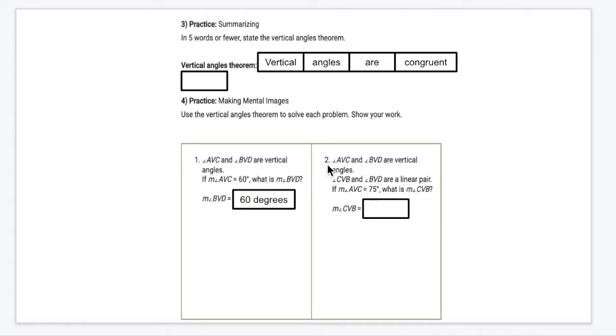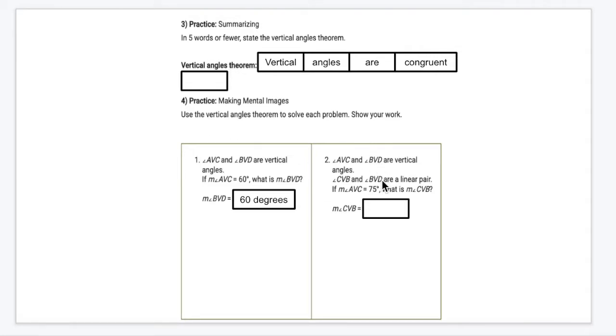There we go. And then for number 2, I have angle AVC and angle BVD are vertical angles. Angle CVB and angle BVD are linear pairs, so they add up to 180 degrees. So if angle AVC equals 75 degrees, what is the measure of angle CVB? Okay, so I know that angle AVC is 75 degrees, so I know that angle BVD must also be 75 degrees using my vertical angles are congruent theorem.